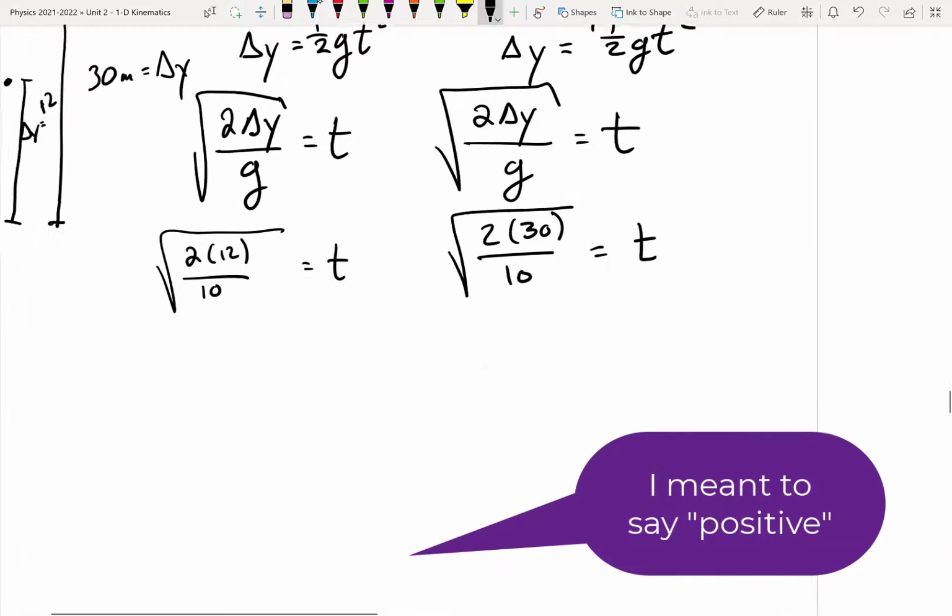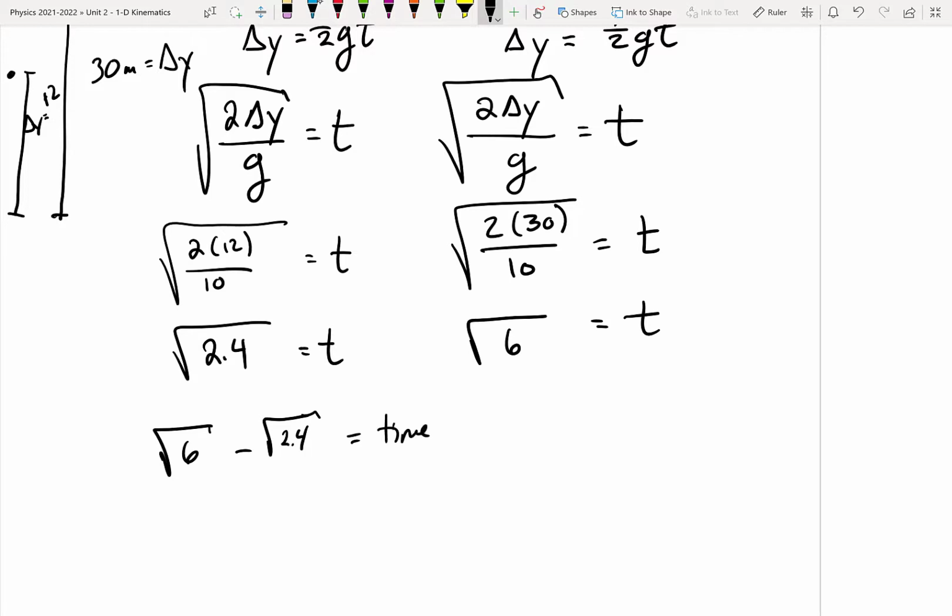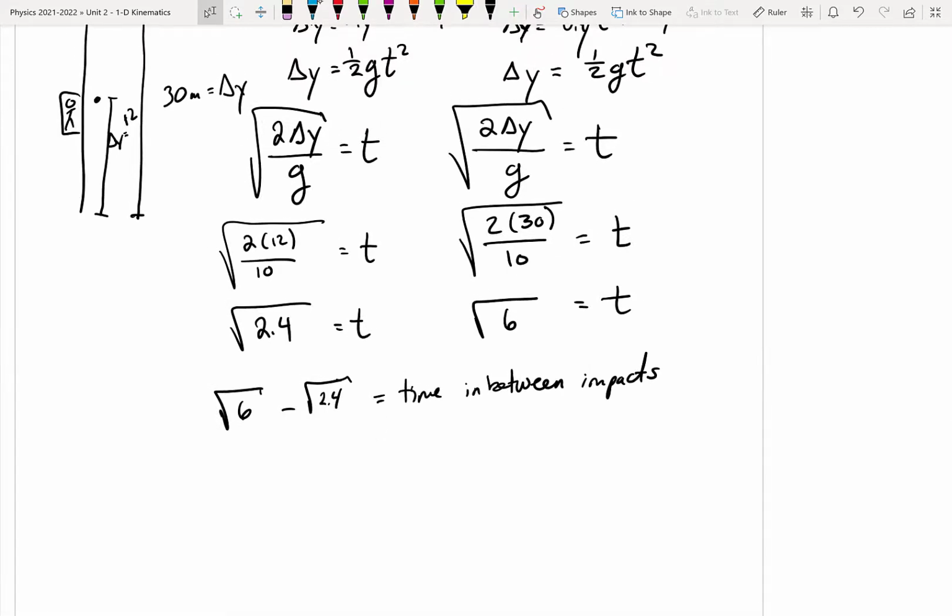I think 30 was the other height, okay? So here I've got the square root of 24 over 10, which is 2.4, is time, and here I have the square root of 60 over 10, so the square root of 6 is time. So you need to subtract those. I don't have my calculator right now, but I would do square root 6 minus square root 2.4. I would turn these into decimals first, and that would be the time in between impacts, which is the question. How much time basically after the first one hits does the second one hit?